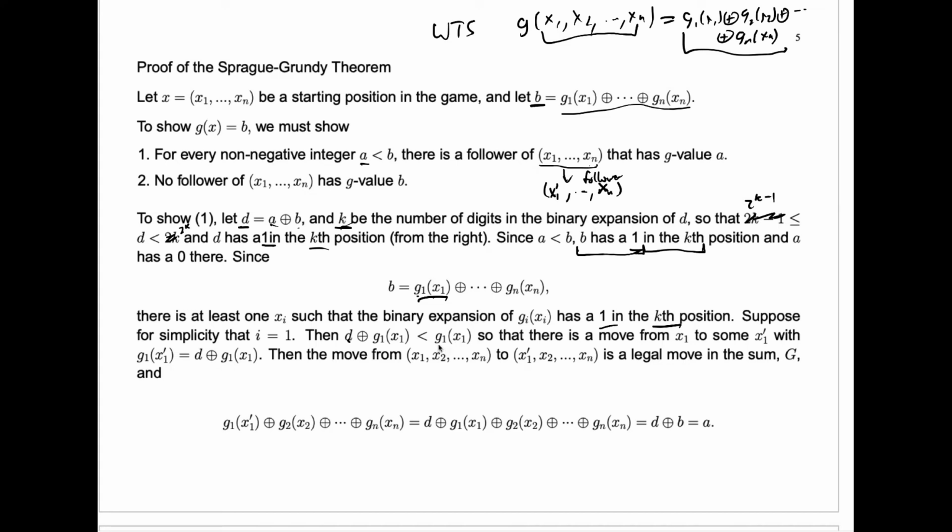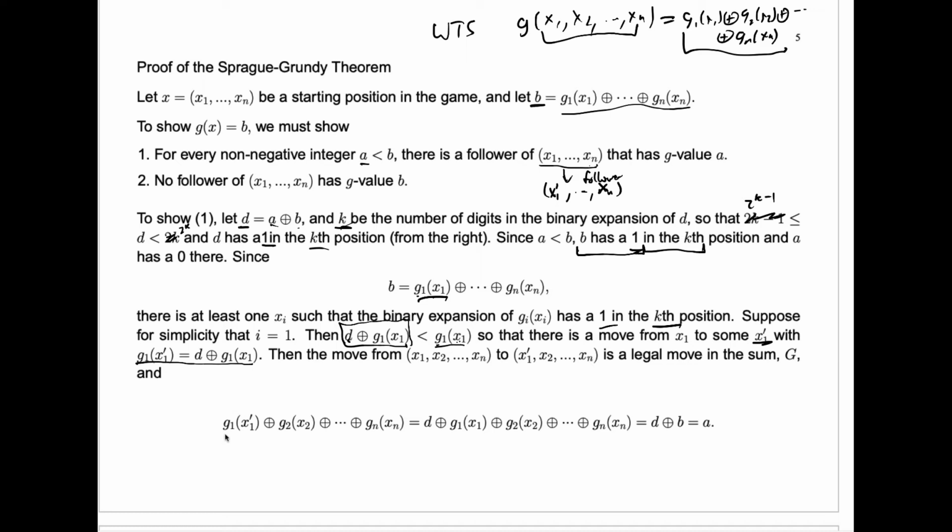And what does that mean? Well, g1 of x1 is some number such that, since g1 is the Sprague-Grundy function for game 1, at position x1, that's the minimum excluded value among all followers of x1. So since this number is a smaller number, there's a legal move from x1 to a new position, x1 prime, where you get exactly this as the new Sprague-Grundy value. You get anything smaller as a Sprague-Grundy value among some follower. So we're going to define x1 prime to be a new position, a follower of x1, where this is true.